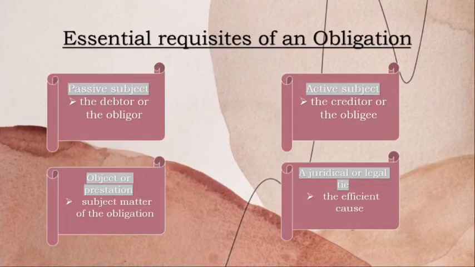In an obligation, there are essential requisites. These are considered the building blocks of an obligation. We wouldn't have any obligation if one of these were absent. First is the passive subject, which is the debtor or the obligor. Next is the active subject, which is the creditor or the obligee. Next is the object or prestation, which is the subject matter of an obligation. And lastly, a juridical or legal tie, which is the efficient cause of the obligation.